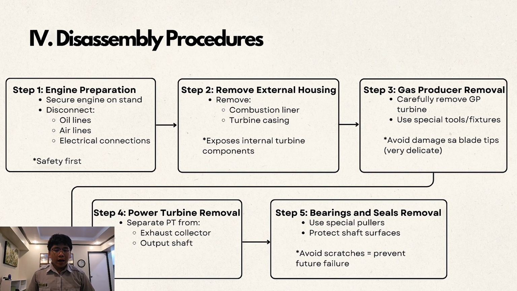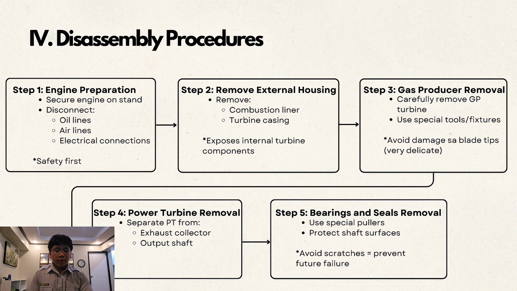Step 3. Gas producer removal. In this step, the gas producer turbine is carefully removed. This is a critical and delicate component, so special tools and fixtures are used to maintain alignment and prevent any excess damage. Extra care is taken with the turbine blades, as even minor damage to the blade tips can affect the engine in the long run. The component is handled gently and placed in a secure, clean area after removal.